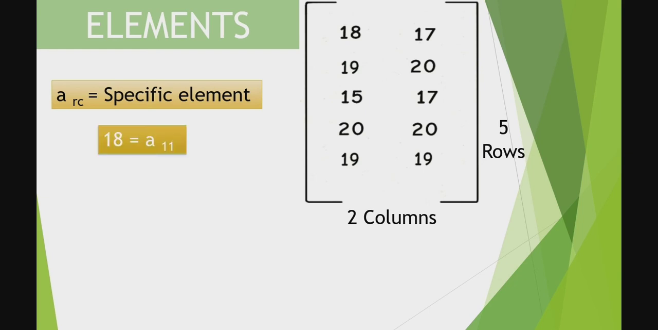But what if I take 20? How do you know which 20 I am talking about? Here are 3 20s. You can just clarify by saying the row number and column number with the respective 20. Here the 20 which I am talking about is in the 4th row and 2nd column. So it's that 20.